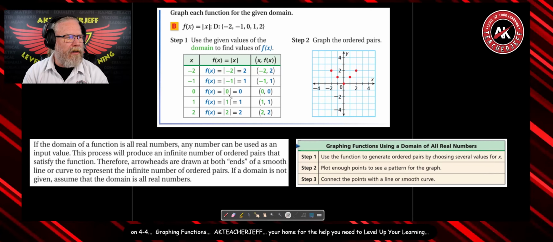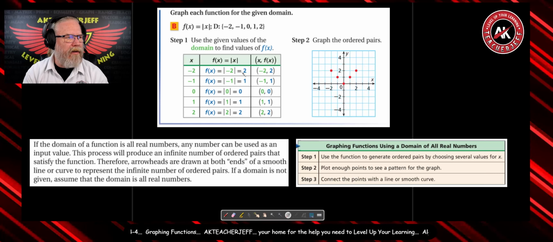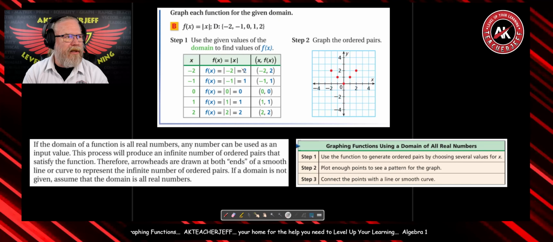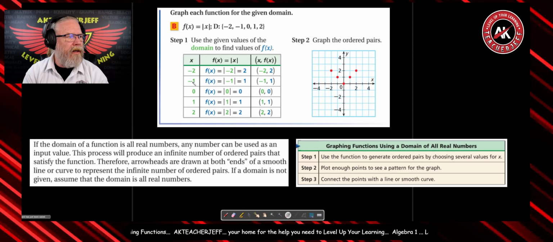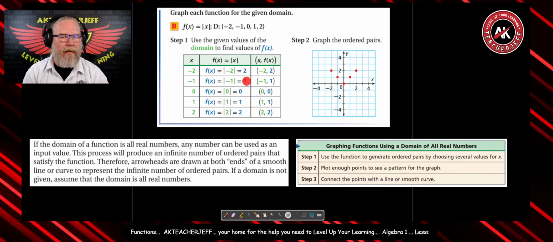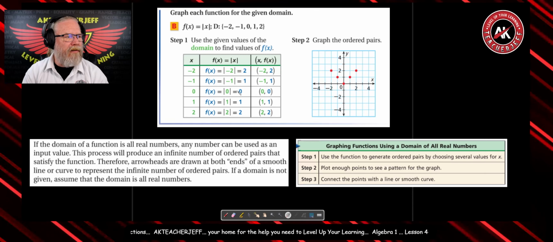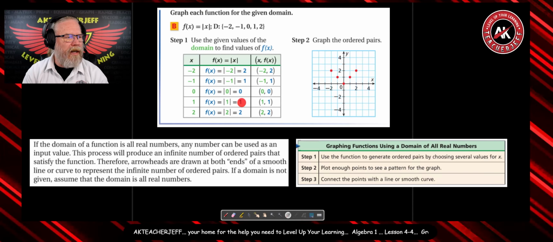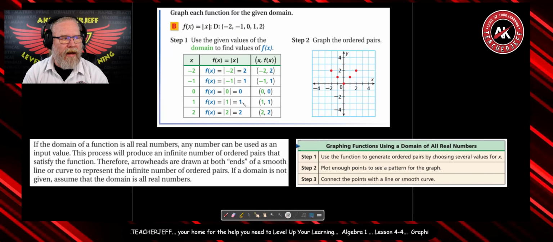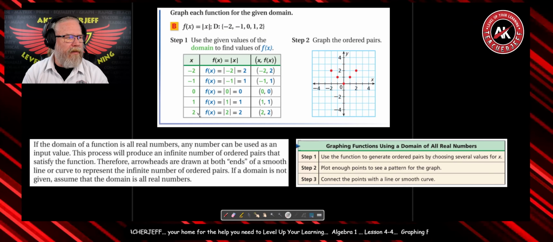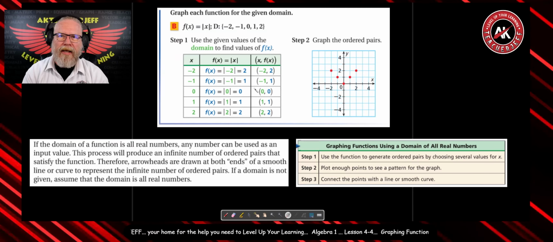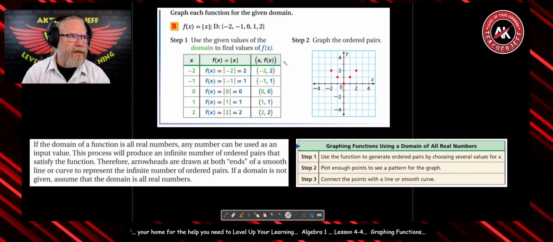We're plugging our domain into the absolute value and getting the solutions. So an input of -2 produces an output of 2, input -1 produces an output of 1, an input of 0 produces an output of 0, an input of 1 produces an output of 1, and an input of 2 produces an output of 2. A lot of inputs, outputs, and produces there.